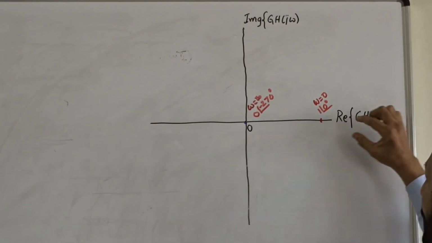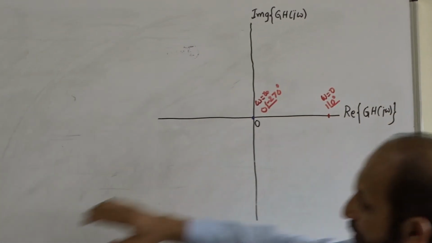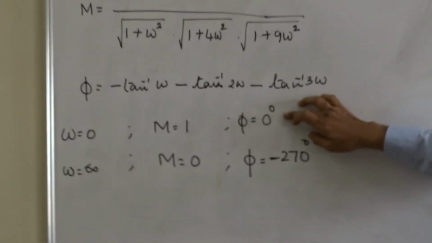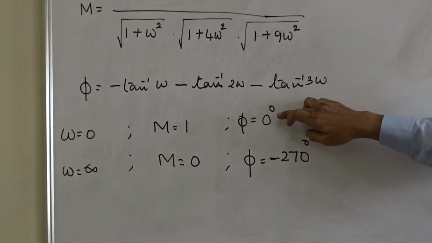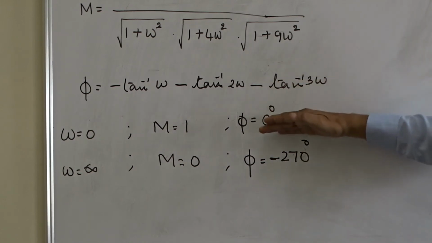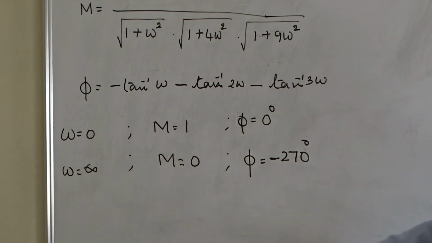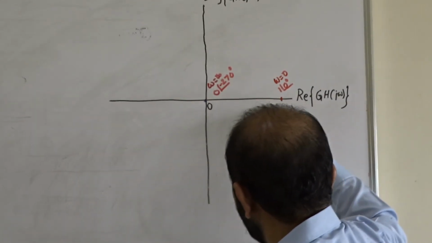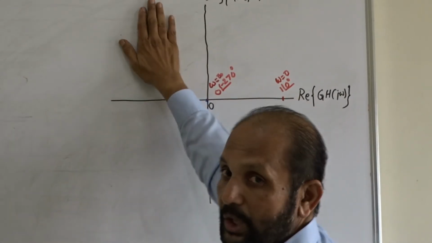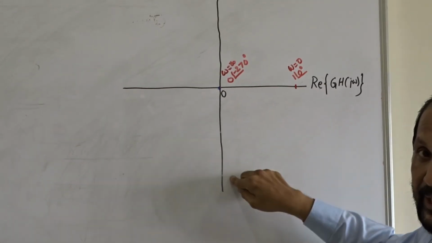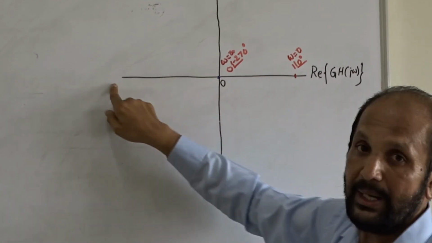I repeat, this is the starting point. When omega changes from 0 to infinity, angle changes from 0 to minus 270. So from the 0 degree axis you have to start and go to minus 270, through minus 10, minus 20, minus 30, up to minus 270. That means you have to move in this direction and reach the minus 270 degree axis. So the plot will occupy this coordinate, this coordinate and this coordinate. Obviously the plot has to cross the negative imaginary axis and negative real axis.